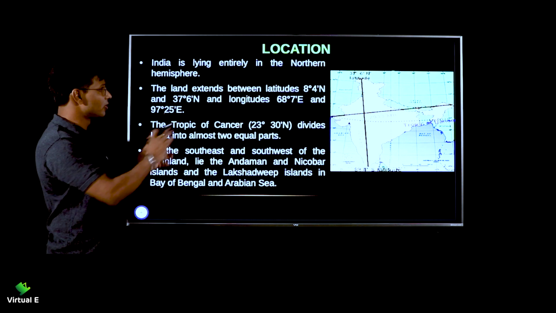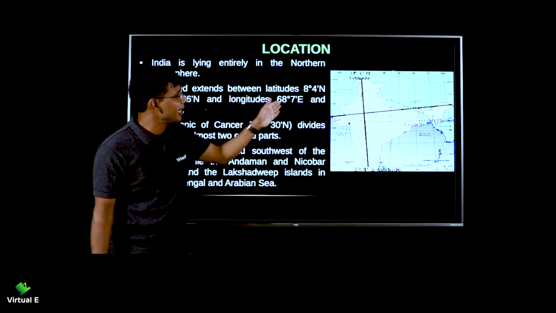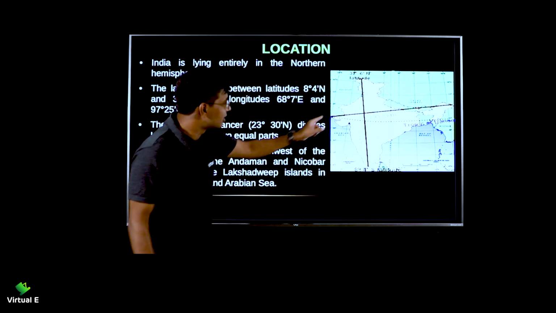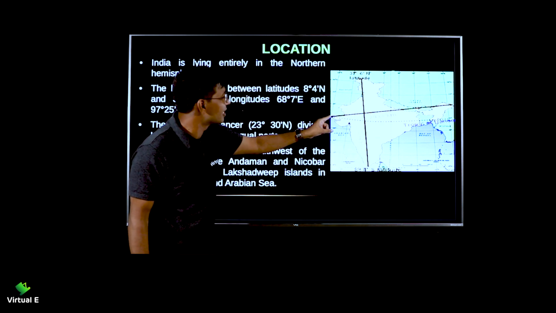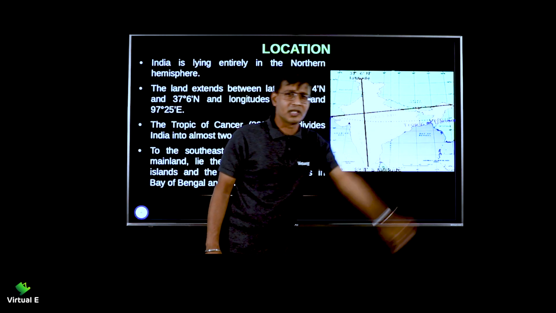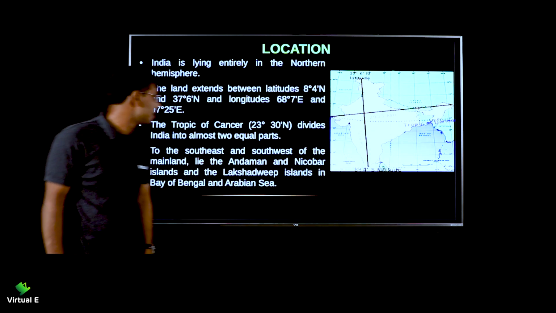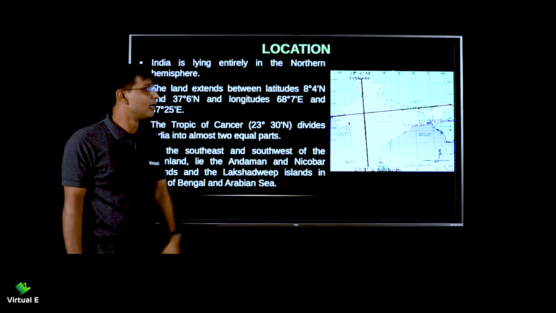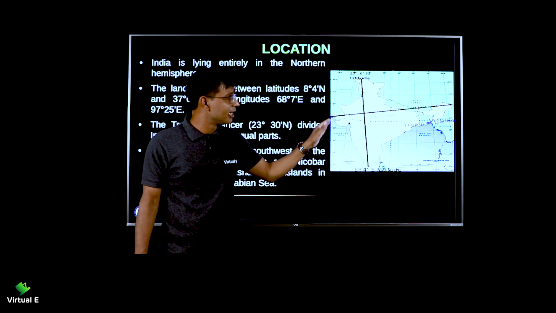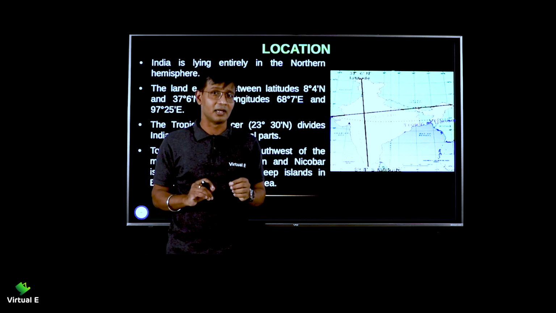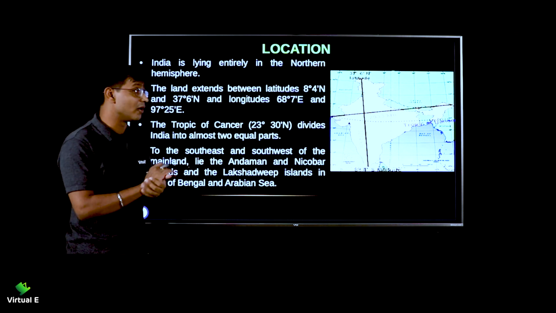Now longitudinal wise I am 68 degree 7 minute east. East because we are on this side. So this point is your 68 degree 7 minute east, and this point, the last one, the easternmost extent, is 97 degree 25 minute east. Now remember, these latitudinal and longitudinal extents are very important and you need to remember them very well.